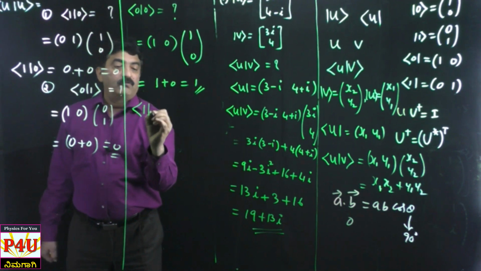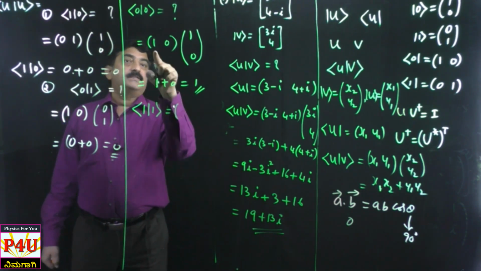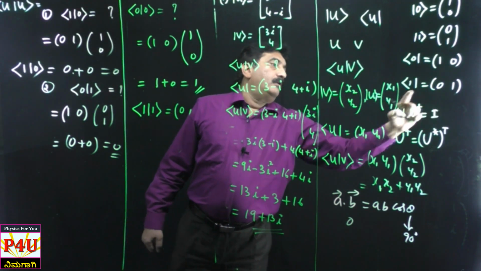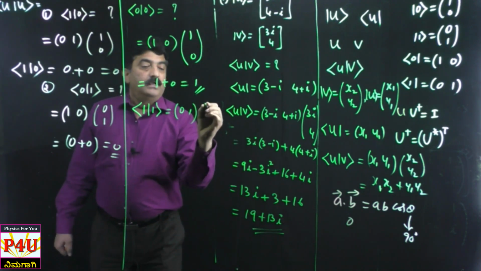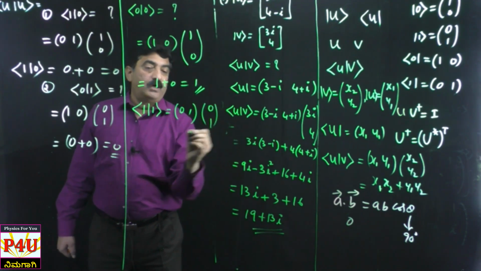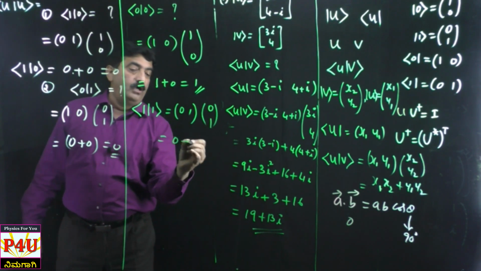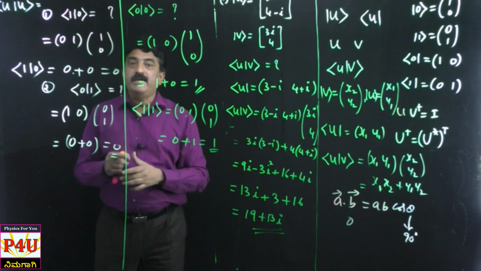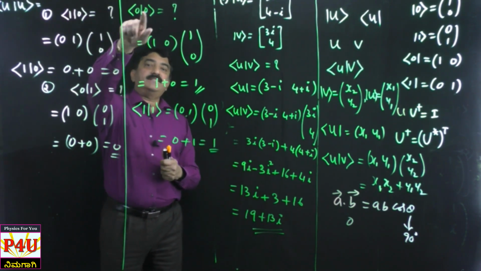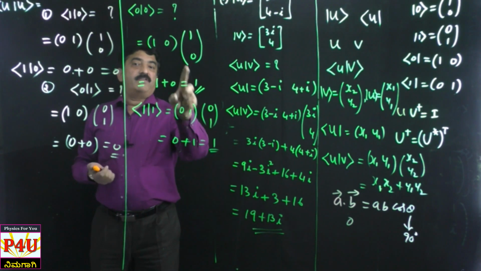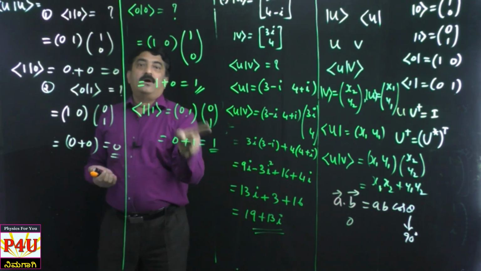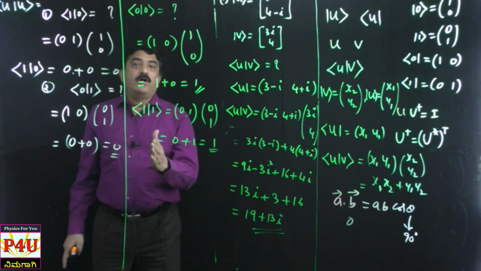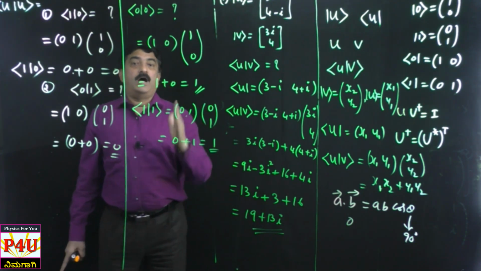Let me try another one, the 1 state. That means this becomes (0, 1). I should write one in the bra form and the other in the ket form, so it is going to be 0 into 0 plus 1 into 1, so it is going to be 1. Dear students, observe one thing here. When the inner product of the same vector is taken, it generates the value 1. Either this or this. If any vector satisfies this property, then we call it a normalized vector.